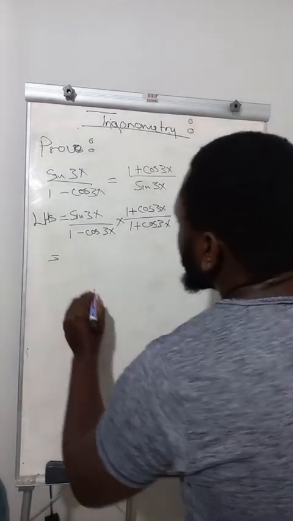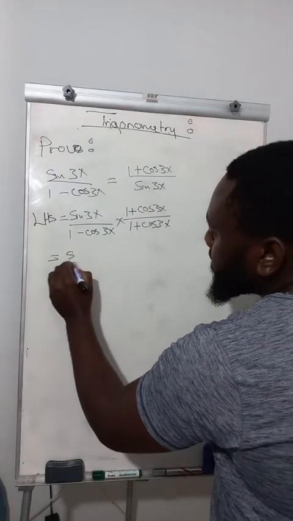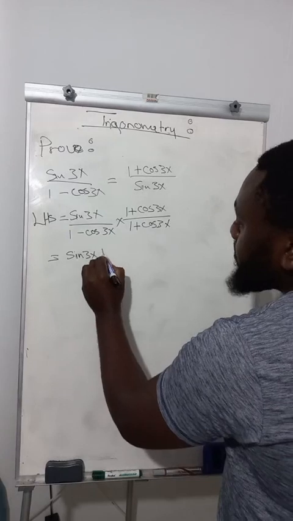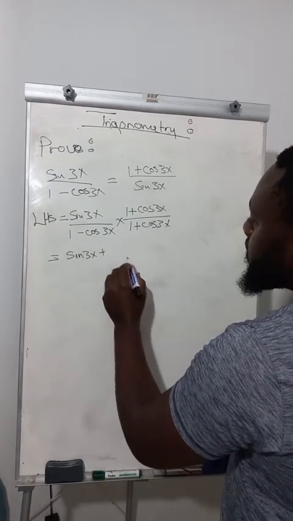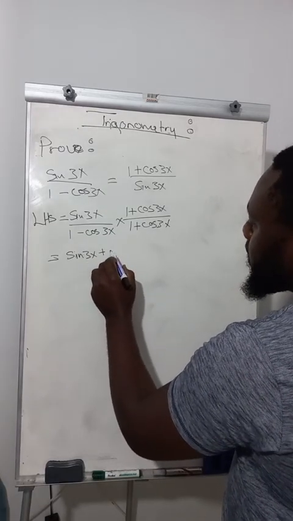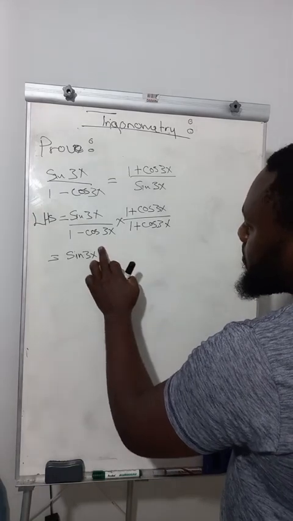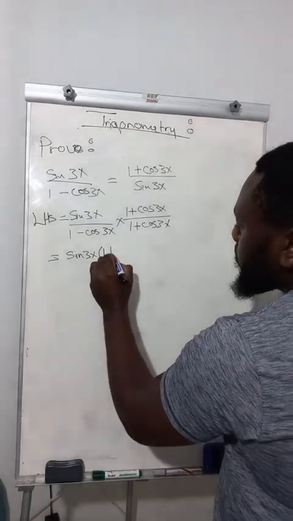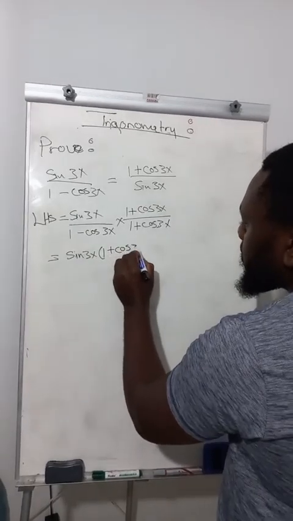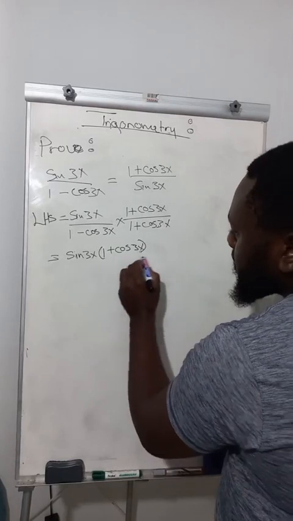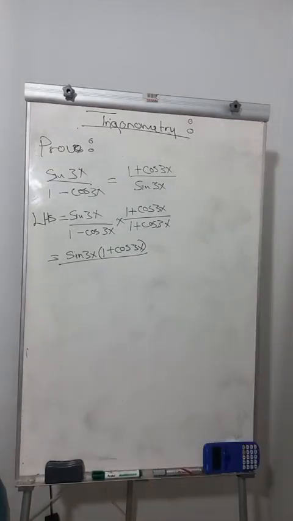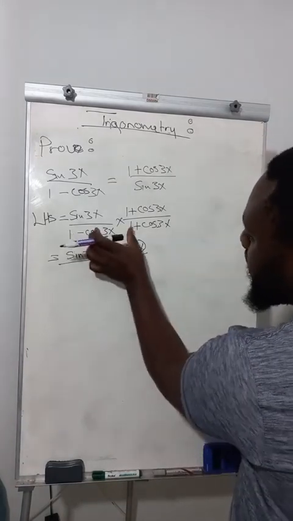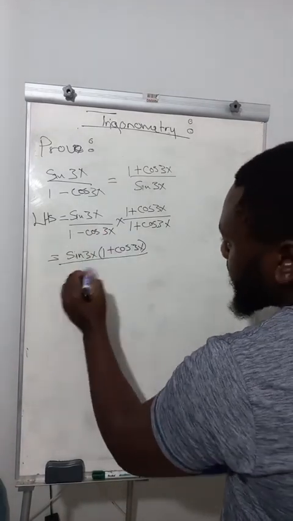So it means now you'll have, on top, sine 3x, and then plus. Okay, for now, let me not simplify it or find the product. Let me just write 1 plus cos 3x like this, and then all divided by, underneath, what I'm having here. It's like a difference of 2 squares, but let me not skip steps.